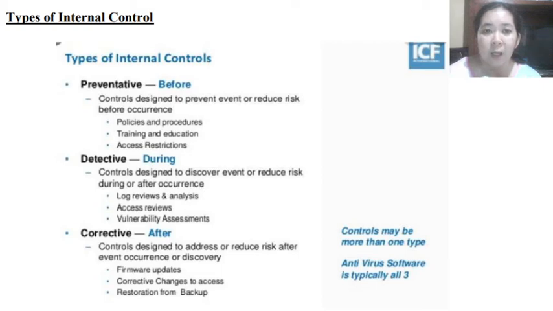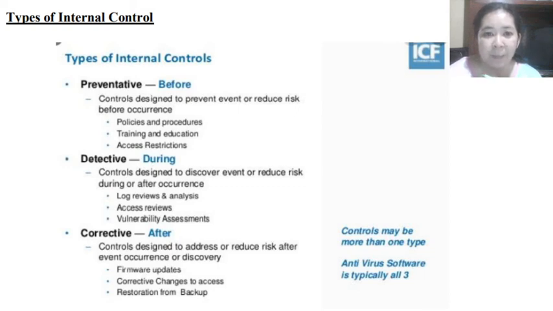The next type of internal control is detective. So these controls are established to detect the anomalies, fraud that is happening, during the time of their occurrence. So these controls are designed to discover the event or reduce the risk during or after its occurrence. So what are the examples of our detective internal control? So we have the log reviews and analysis, access review, vulnerability assessment. So meaning to say, in this case, for example, a fraud existed or occurred. So based on the analysis that they do, they can detect that there was actually fraud that occurred. Okay, that is the purpose of your detective internal control.